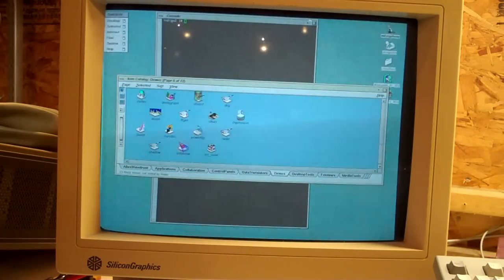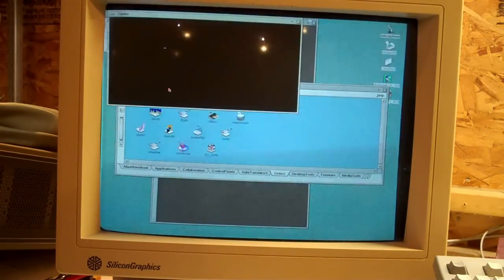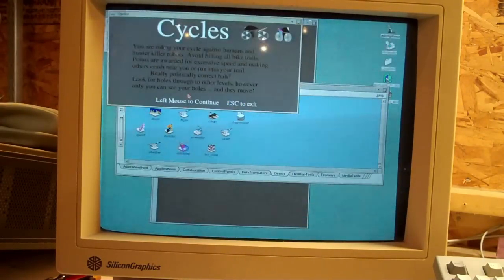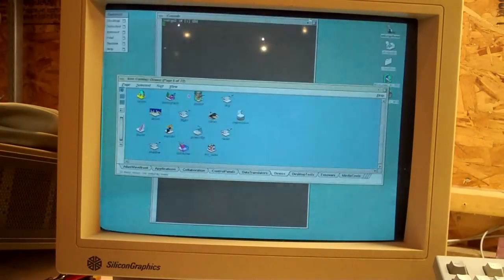Hang on, where's my little thing? My demograph? No, cycles. Oh, cool. Huh. I didn't know I had Tron installed. That's not what I wanted, though. Now, how in the hell did I lose it? Ah, there it is.